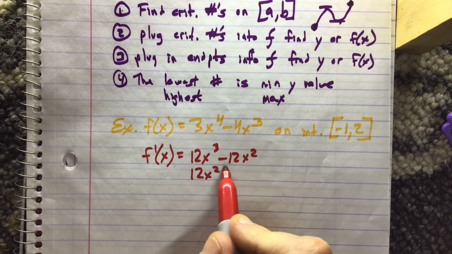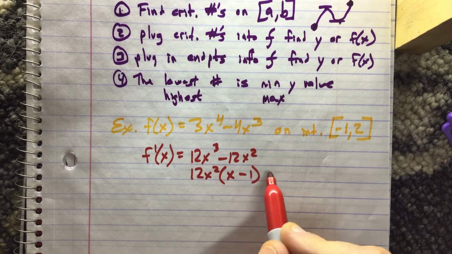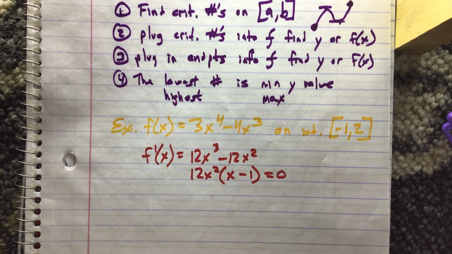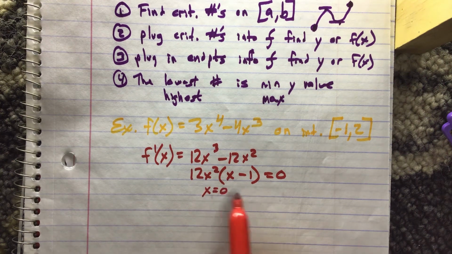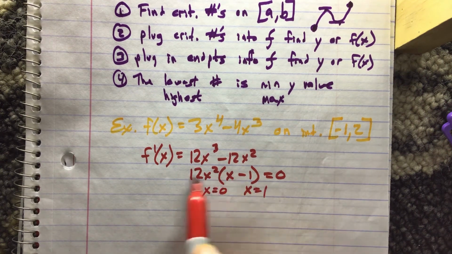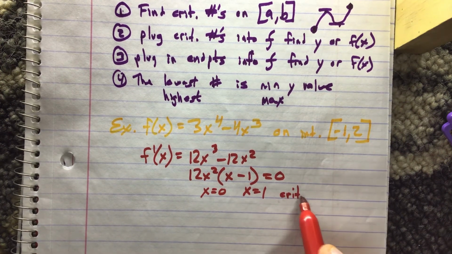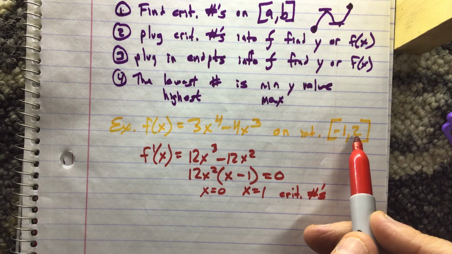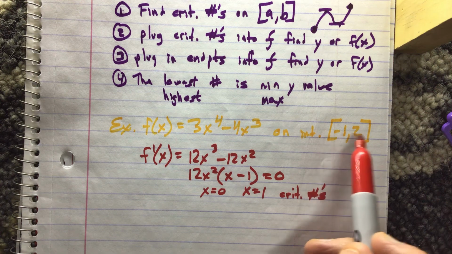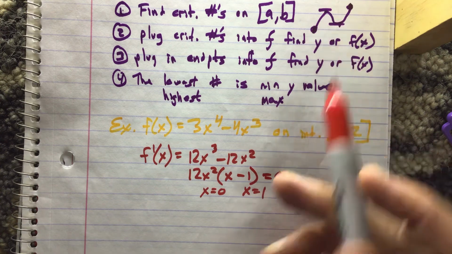So if I factor out a 12x squared, I get x minus 1, and I want to set this equal to 0. And now I can easily see that if x is 0, this would equal 0. And if x was equal to 1, this whole thing would be equal to 0. So these are my critical numbers. The endpoints are -1 and 2. So the minimum and the maximum occur either at these endpoints or at these critical numbers, just like you can see in this picture up here.